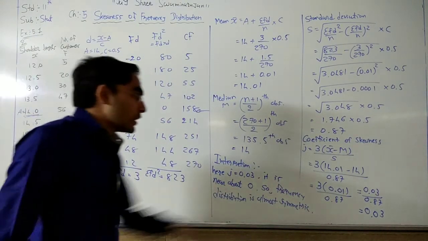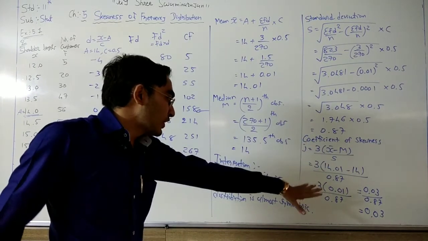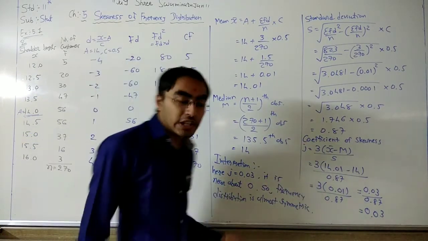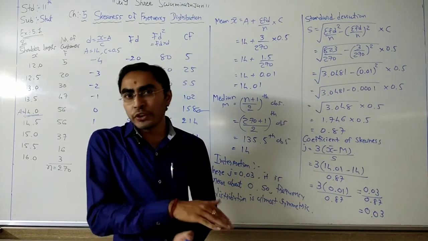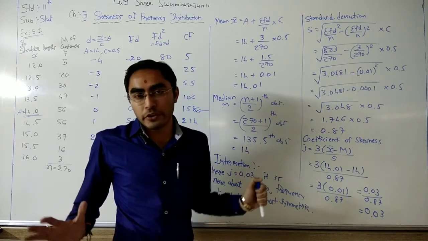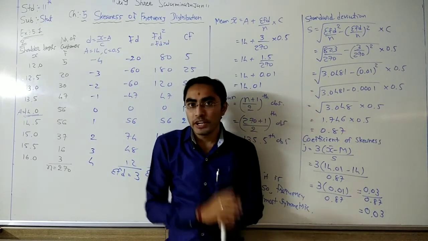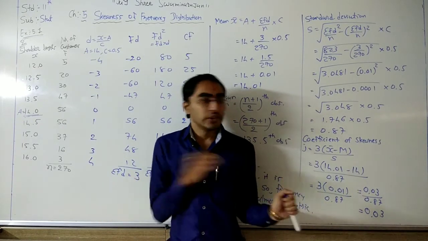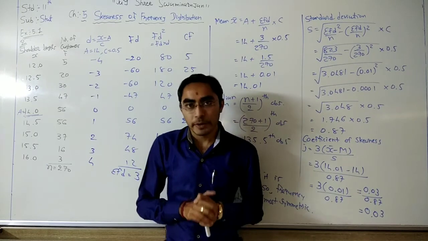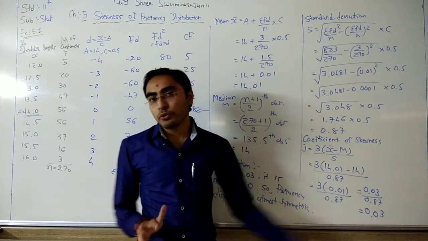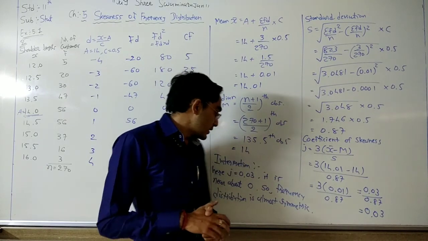Here our answer of coefficient of skewness J is equal to 0.03. It is near about 0, and skewness is 0. It means a symmetric frequency distribution. Mean, median, mode lie on the same point. It is a symmetric frequency distribution. This thing we already discussed in our theory part, right? If positive skewness is there, then our process is like this.